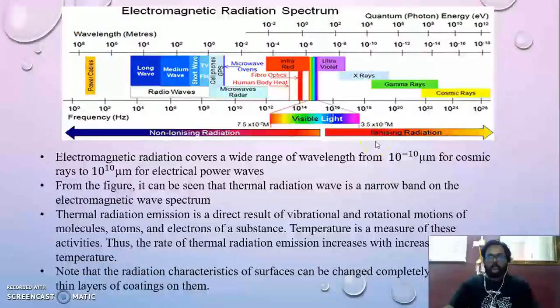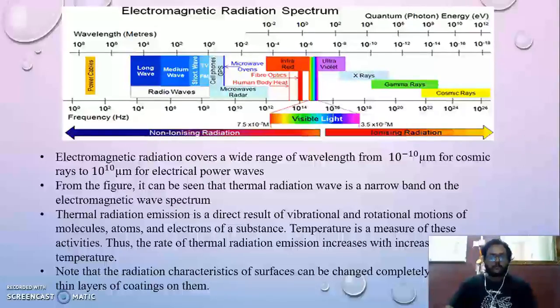For the ionizing radiation, they have the ultraviolet, X-rays, gamma rays and cosmic rays. For the non-ionizing ones, we have long wave, medium wave, short wave and so on. So we can see electromagnetic radiation covers a wide range of wavelengths, from 10 to the power of negative 10 μm for cosmic rays to 10 to the power of 10 μm for electrical power waves.